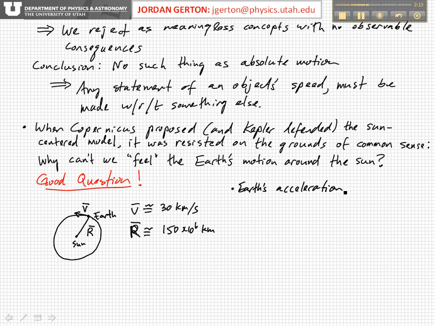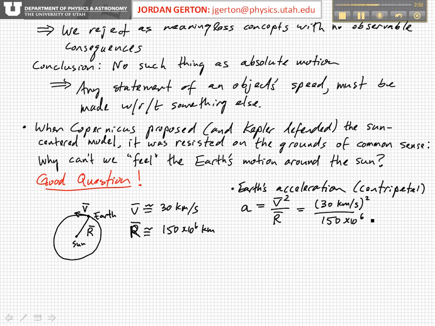As it goes around the sun, of course, it's going around in roughly a circle. That means that it's undergoing acceleration. Even if it's not changing speed, it's changing direction, so the velocity is changing. And we know this is going to be centripetal acceleration. You should remember from your mechanics class that the centripetal acceleration is equal to the velocity squared divided by the radius.